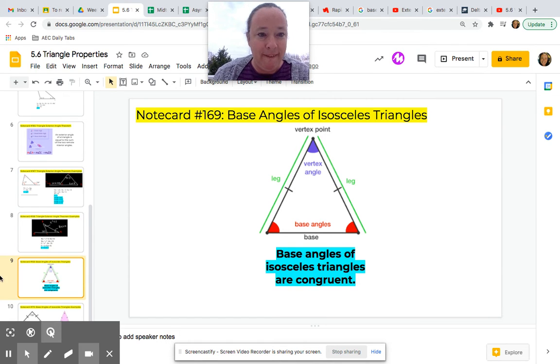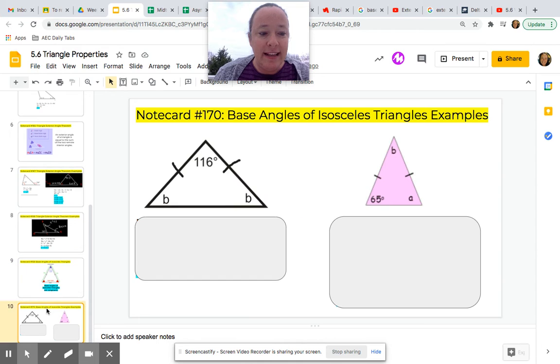Okay. Now, on to the last note card, 170. Let's do some base angles of isosceles triangles examples. So in this example, we see that we have an isosceles triangle because it's marked that way. Our vertex angle is 116 degrees. Now, in this image, they happen to already have these labeled as B and B, but if they didn't, you would have to put like an X and an X there. You'd have to realize that those two angles are congruent.